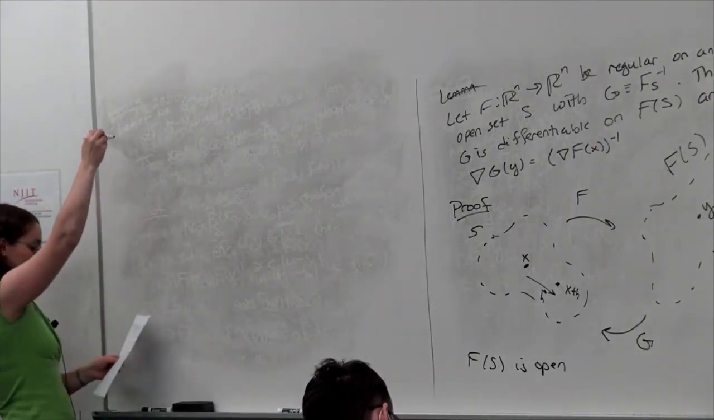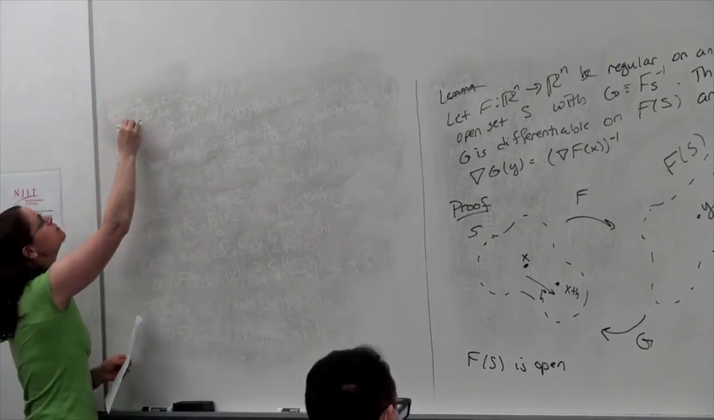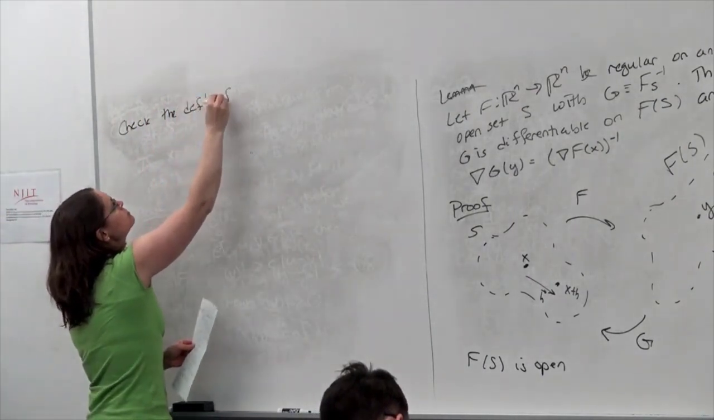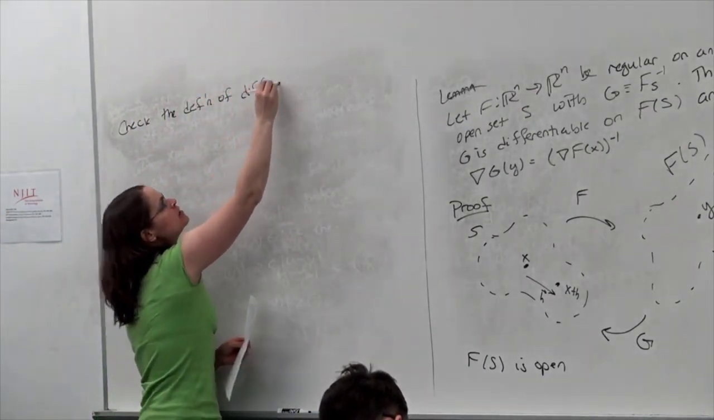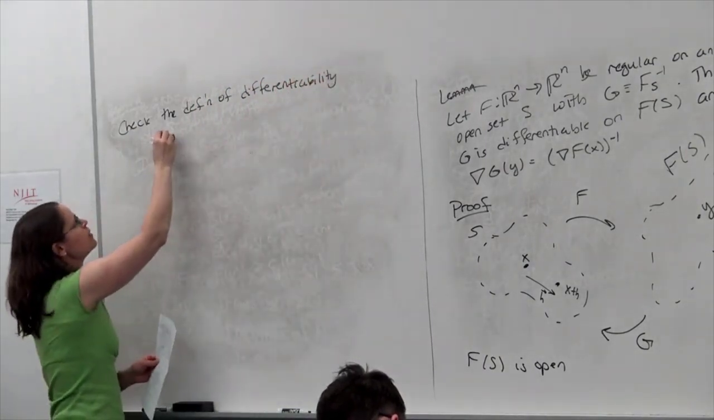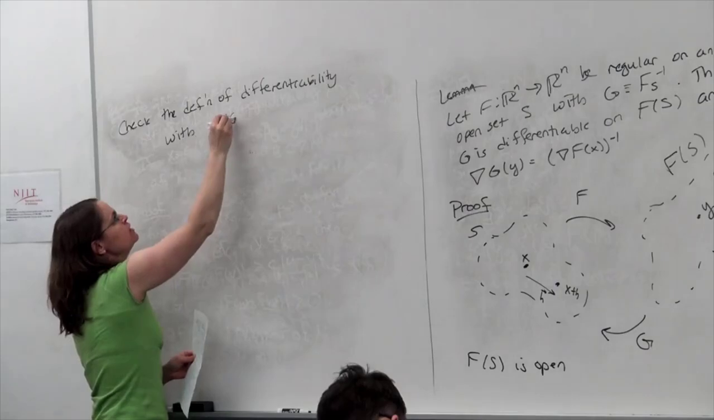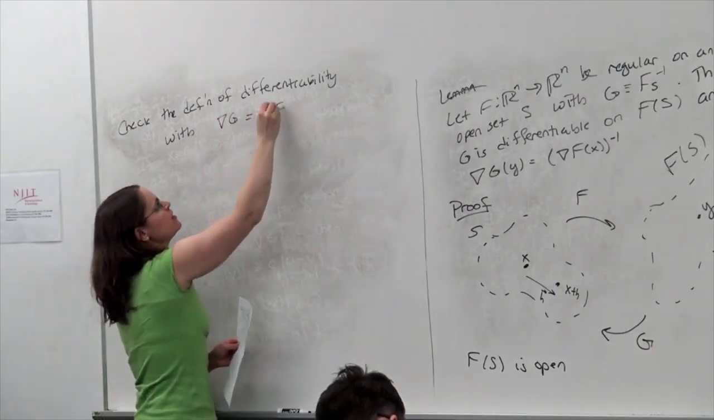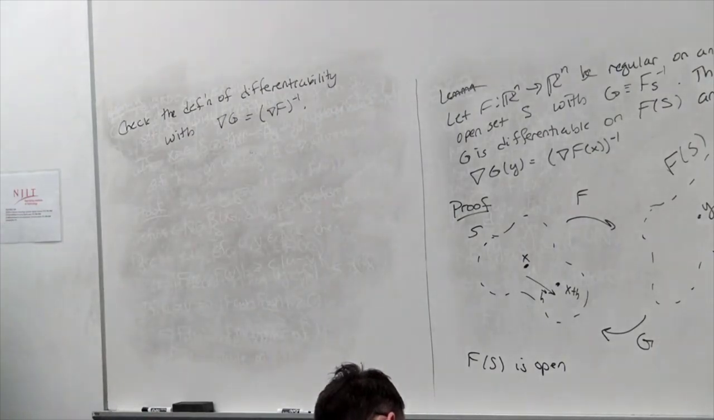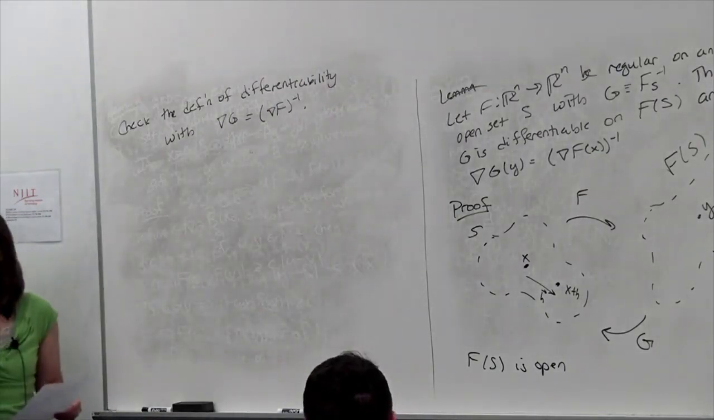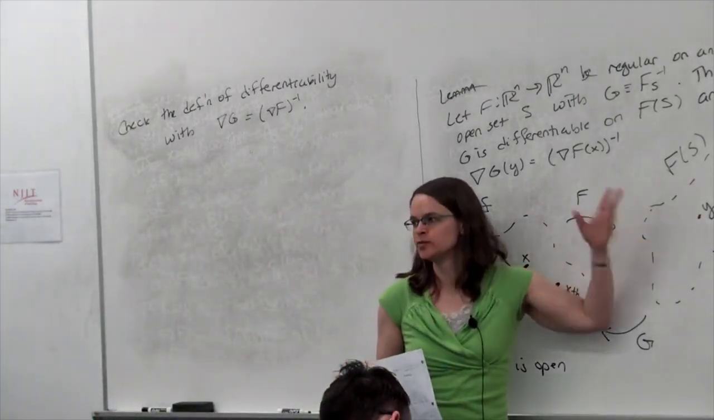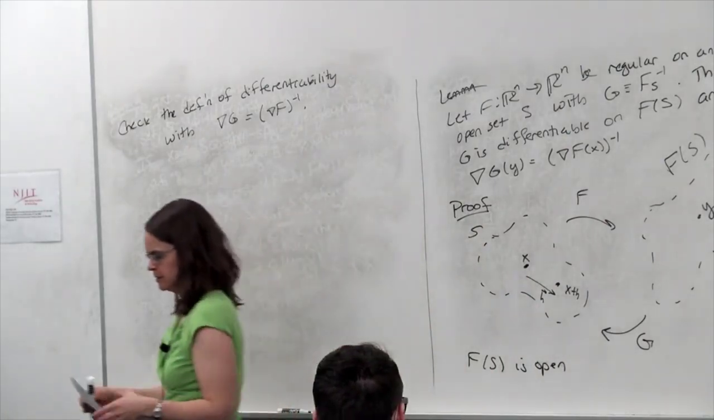Okay, so we want to check the definition of differentiability, that particular limit that we have to check, with the Jacobian of g equals the Jacobian of f inverse. I'm going to check it at this particular point y. We're going to see if g is differentiable at this point y, which is just a generic point.